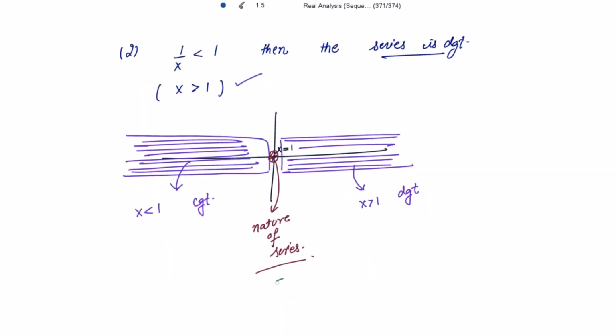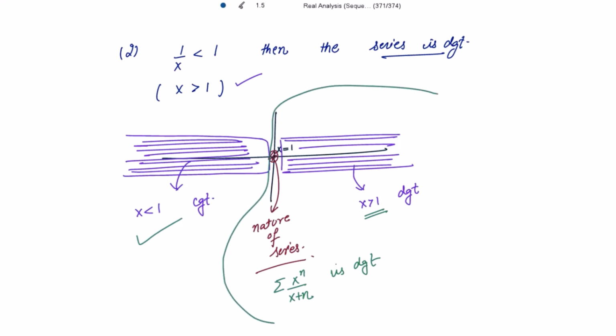So the nature of the given series, that is summation x to the power n divided by x plus n, this is divergent for x equal to 1 and also for x strictly greater than 1. So for x less than 1, the series is convergent. For x equal to 1 and strictly greater than 1, the series is divergent. So let's merge this result and write the final result.